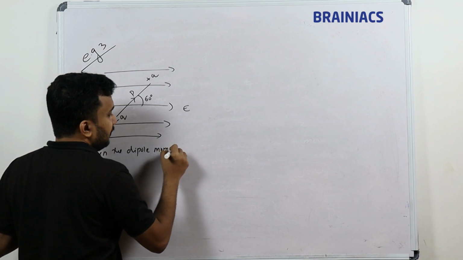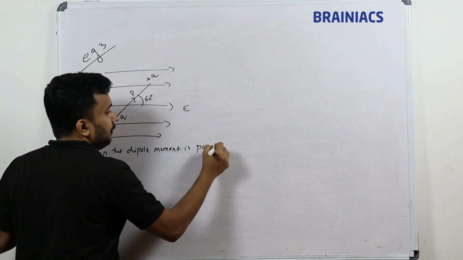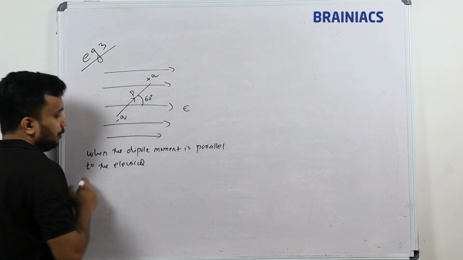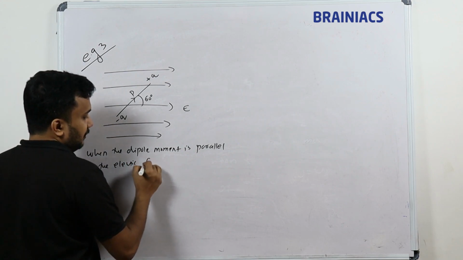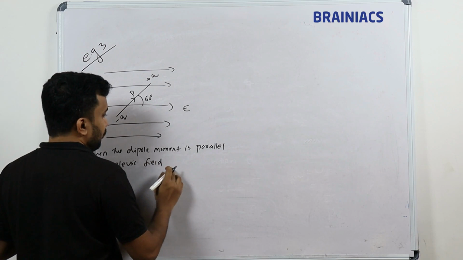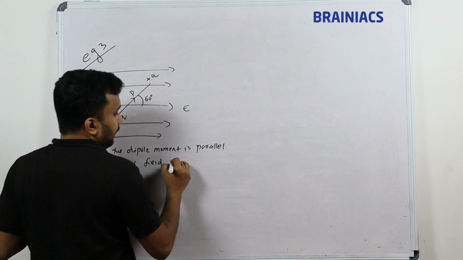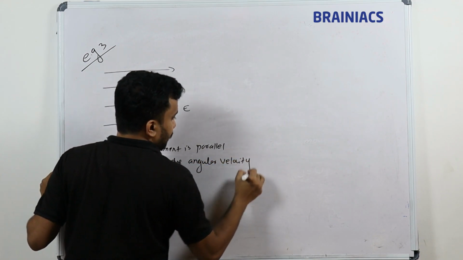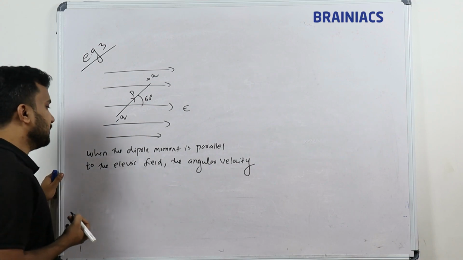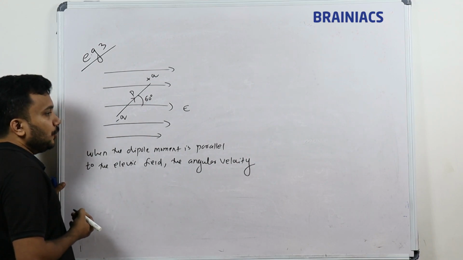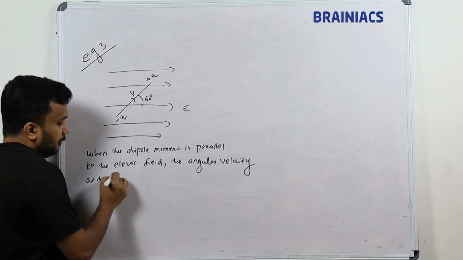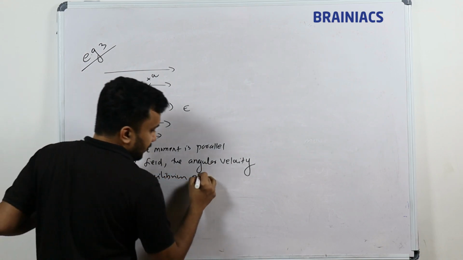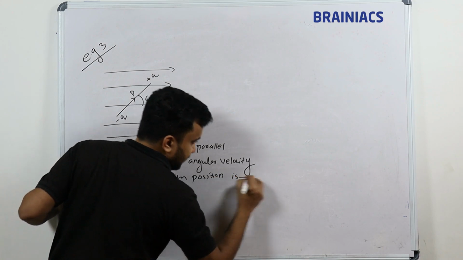moment is parallel to the electric field, the angular velocity at the stable equilibrium position is what? At the stable equilibrium position it is dash.